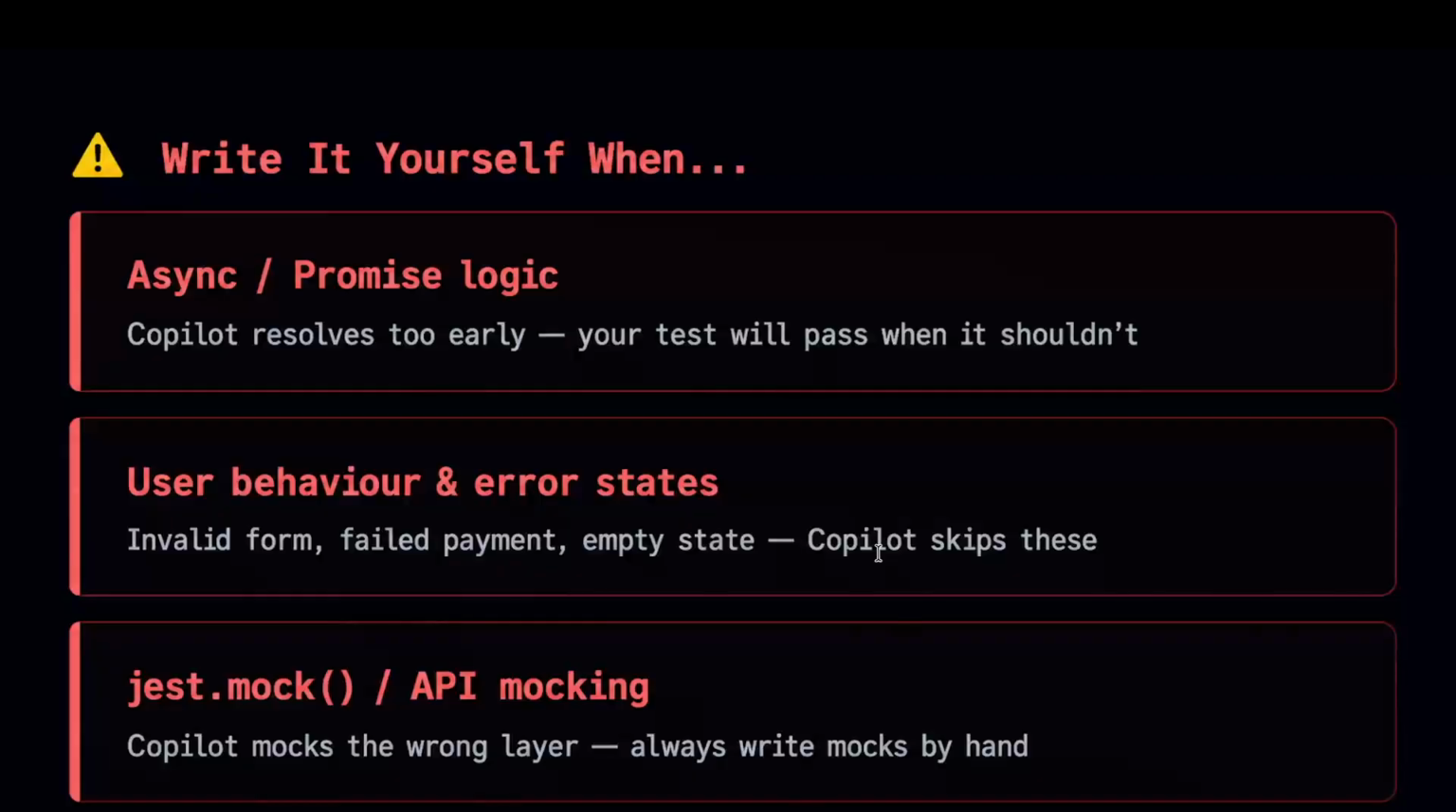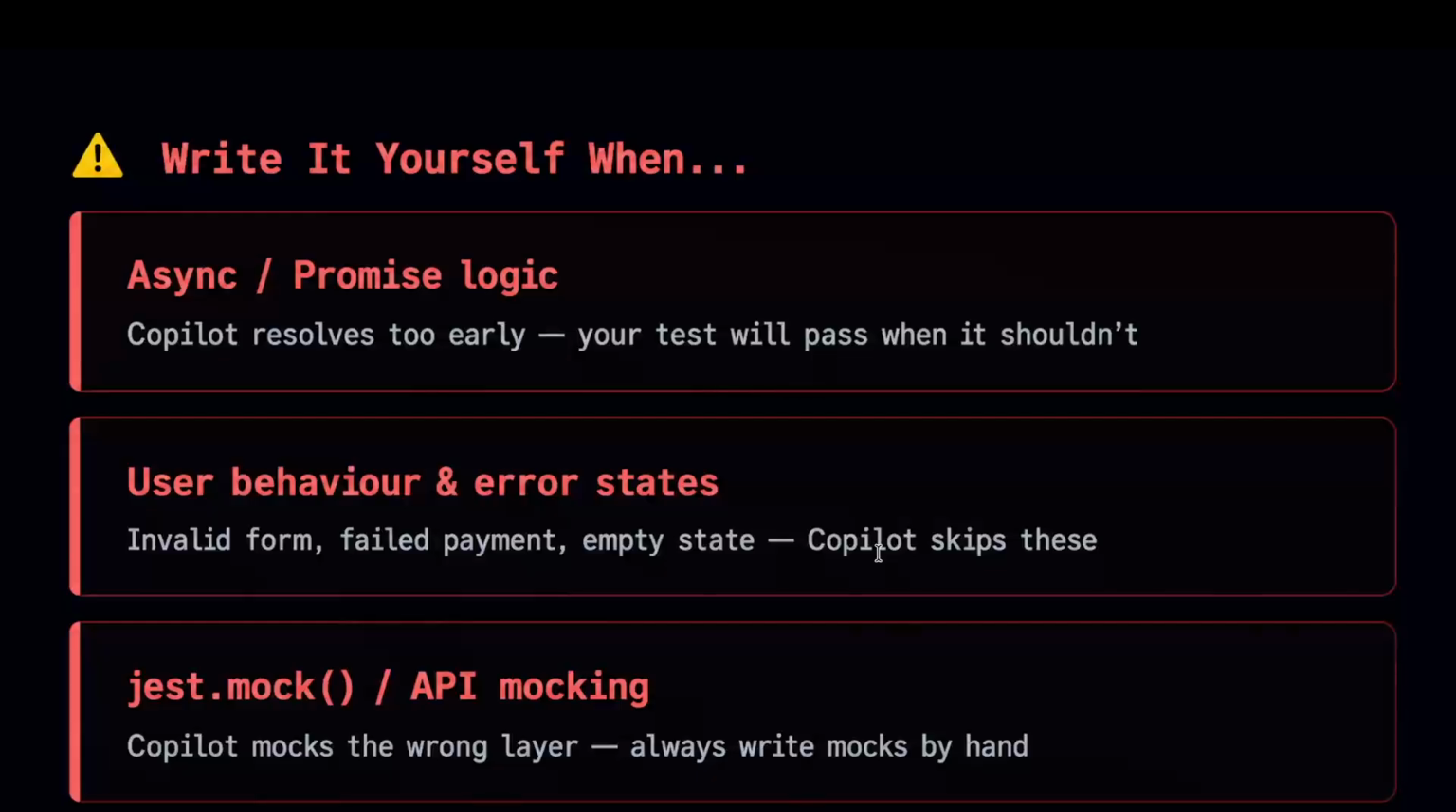using async await and waitFor. Then the second one is when we are testing for the behavior, not just the output. Copilot tests what the code does, not what the user expects, because we are the user, so we know what we are expecting. A test for a payment form should verify the error state when a card is invalid. Copilot may never write that edge case.